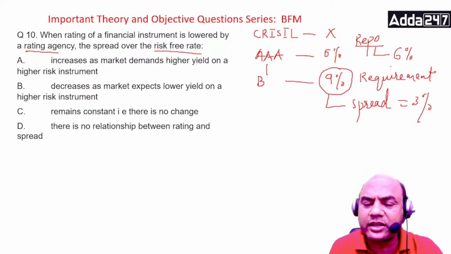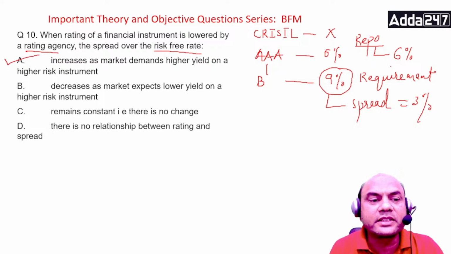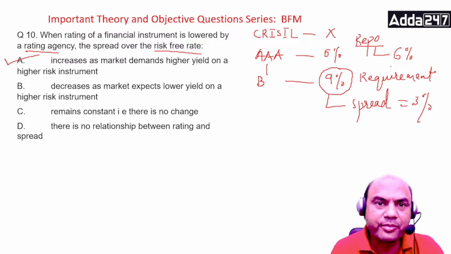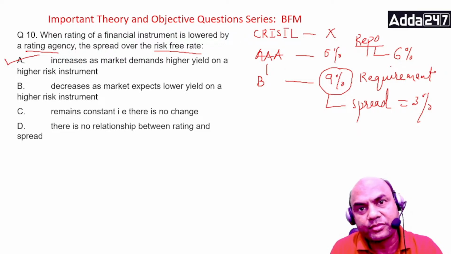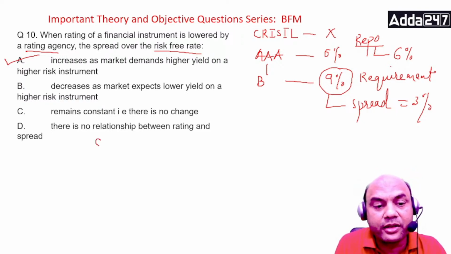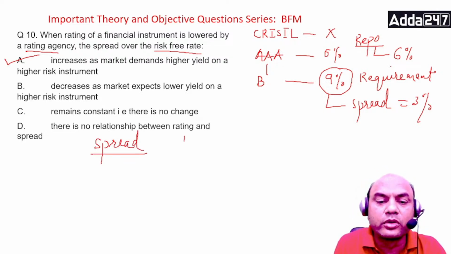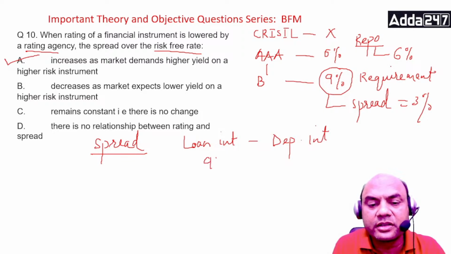Now just as I gave you. See here, firstly, have you understood this? Because my rating is reduced, people will demand from me a higher rate of interest, isn't it? So definitely as the rate of interest increases, my spread increases. What is the spread? Spread is the difference between the rate which you pay versus your base benchmark rate. How do you calculate the spread in normal banking account? Let's say any bank. We calculate the loan interest minus deposit interest, right? So if my loan interest is, let's say, 9%, deposit interest is, let's say, 6%, then my spread is 3%.